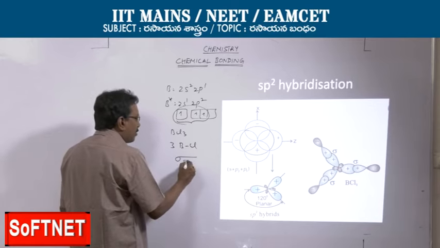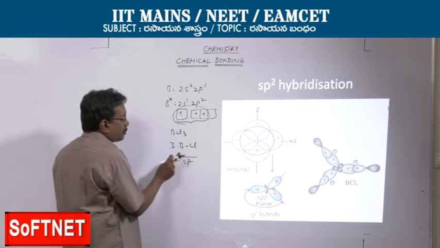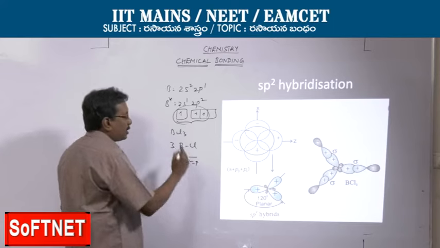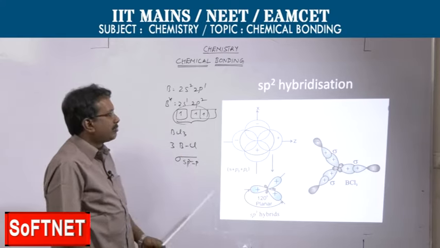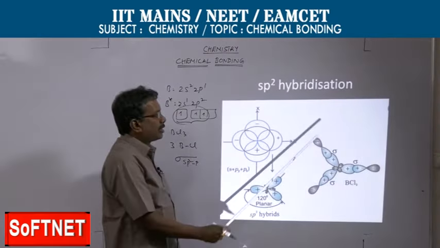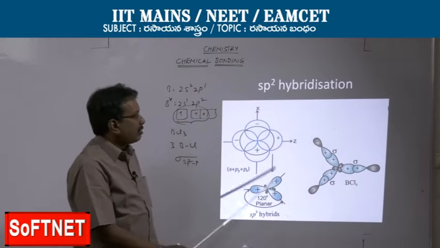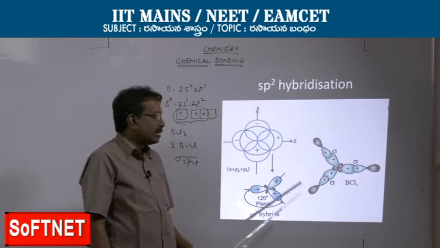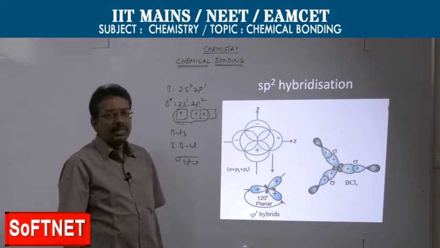These sigma bonds are formed by overlapping of the sp2 orbital of boron with the p orbital of chlorine, and therefore, if they ask what is the molecular shape of BCl3, then we have to say it is a trigonal planar structure with a bond angle of 120 degrees.